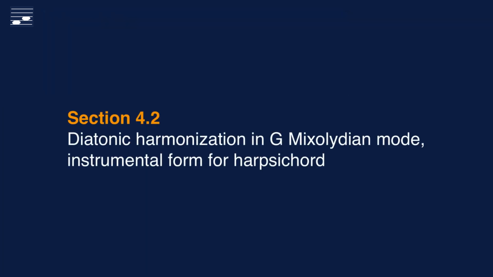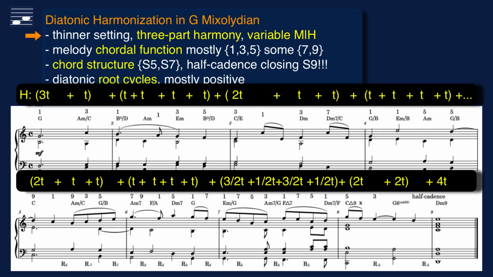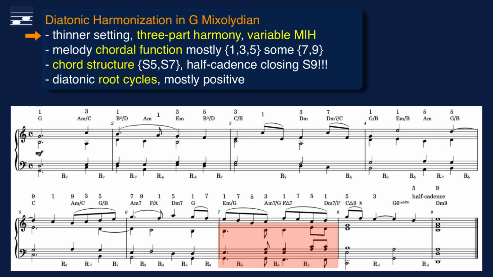The second example I like better. This time I wanted to try another diatonic mode and come up with a chord progression in G Mixolydian. The harmony now is three-part, a thinner sounding texture, and we have variable chord density M over H. Note the dance-like rhythmical bouncing in measure 7.